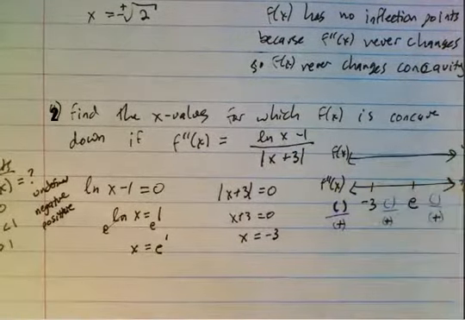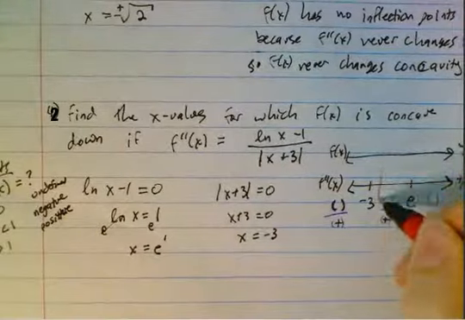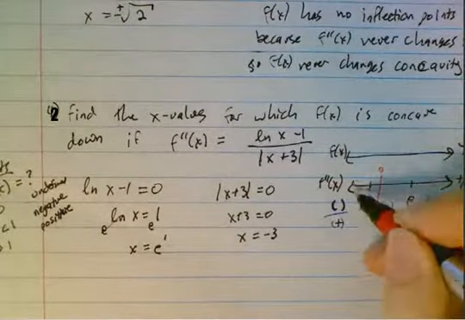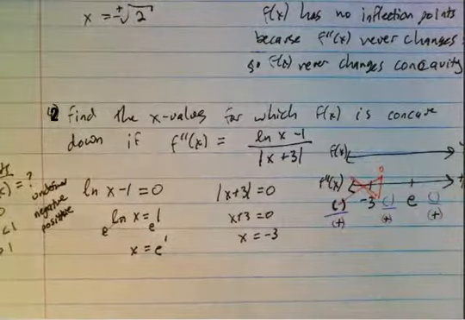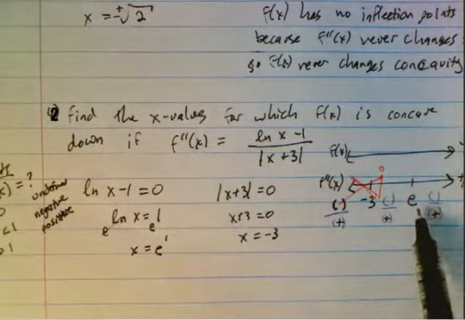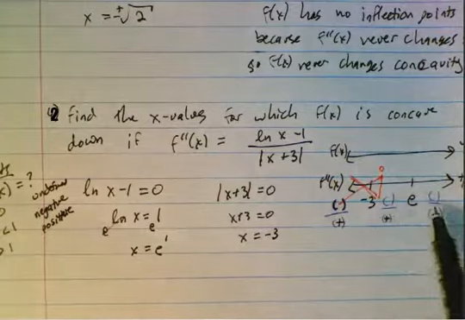I'll do this in a different color. We can actually end our sign chart at 0, because down here we're going to get undefined, because we can't put a number less than 0 in for x. So all we're looking at is whether a number is less than e or greater than e.